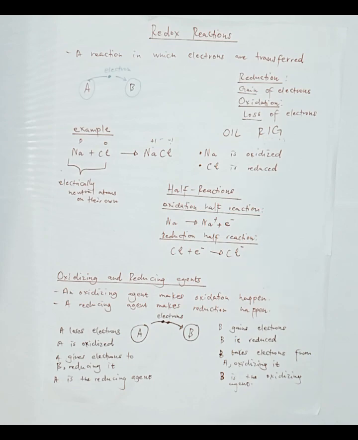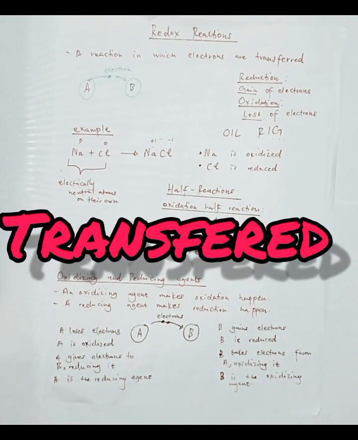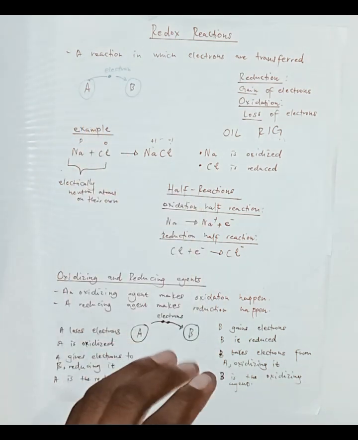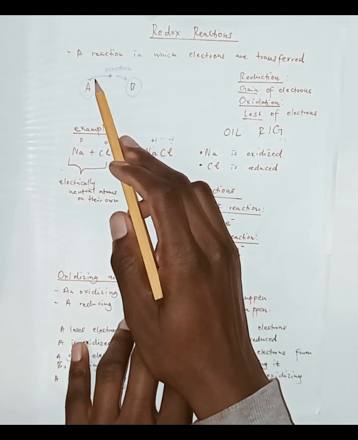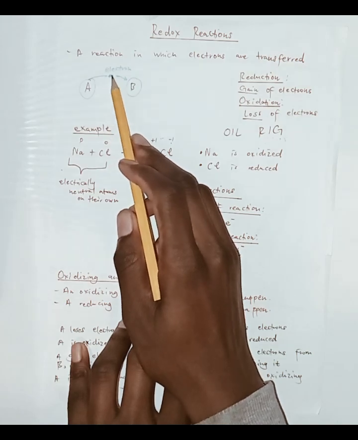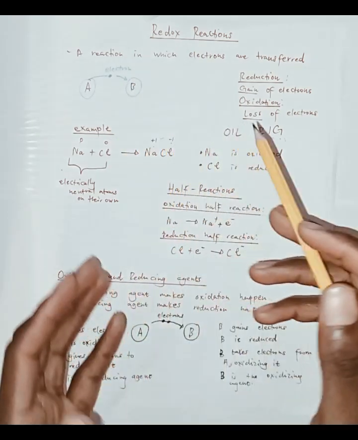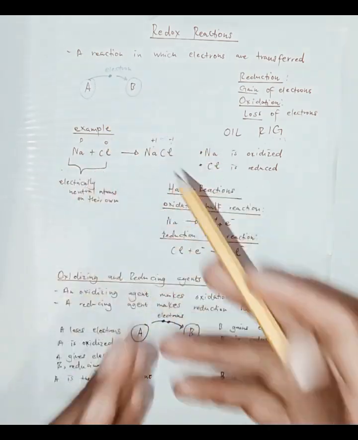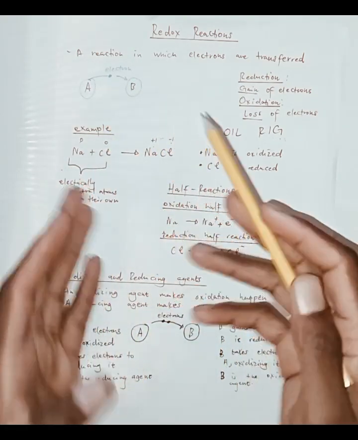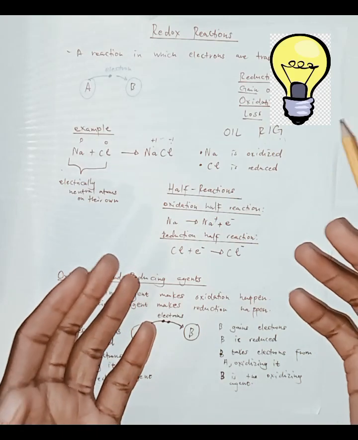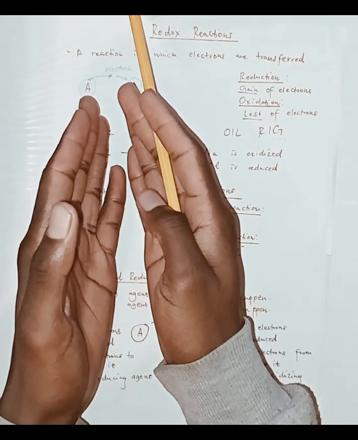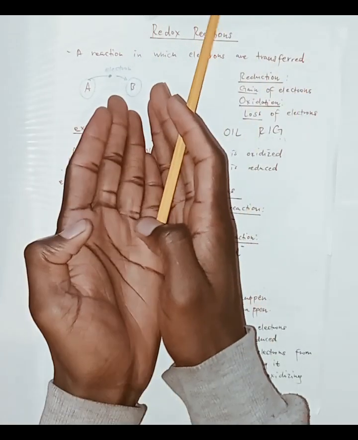Well, a reaction in which electrons are transferred, right? So here I got two atoms, people. Atom A and atom B. So as it seems here, atom A is giving this electron to atom B. So this scenario here where atom A is giving atom B an electron is called a redox reaction. A reaction in which electrons are transferred because this electron here is being transferred to B right there.